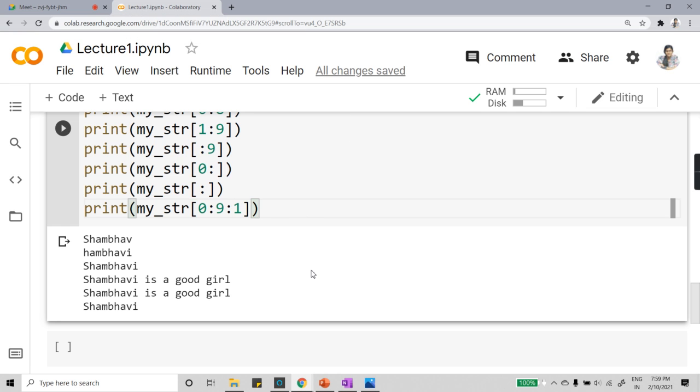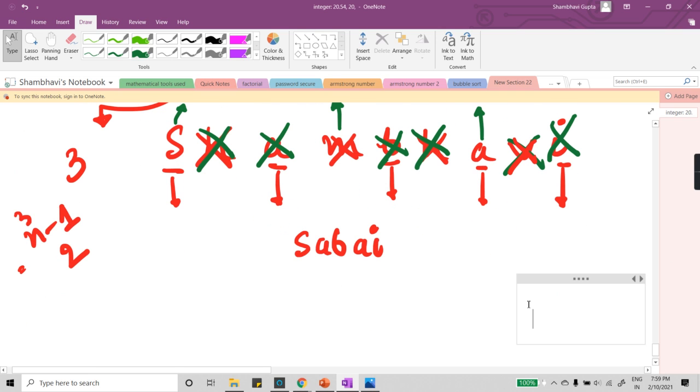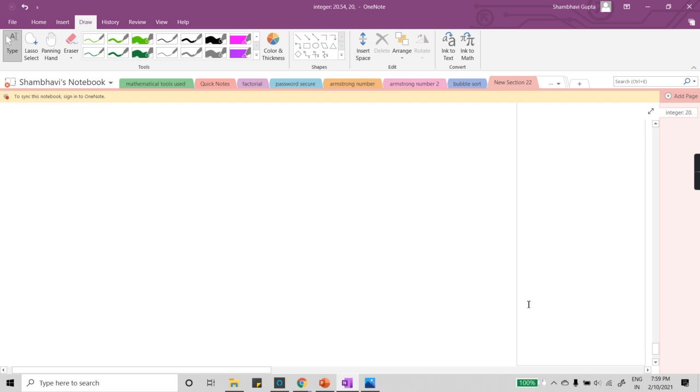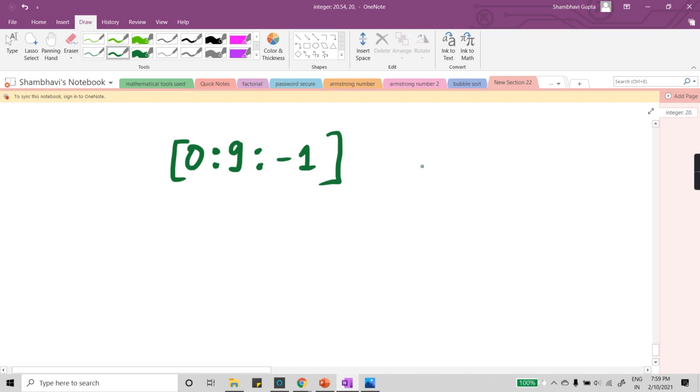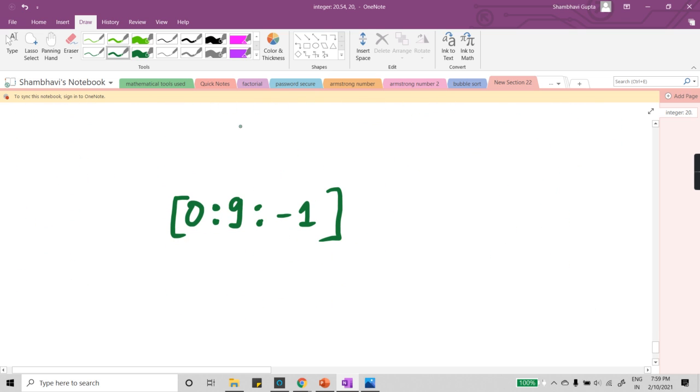Fine, so this was about the positive one. Now let's quickly move towards the negative index also. We have negative also. So for negative, I would tell you one thing here. Let's say I write this colon, this colon, and here I write minus 1. Now have a proper look. Let's say here I mention 0, 9, and here I mention 1, minus 1. See, okay, this is the case, and here I would write my name Shambhavi.